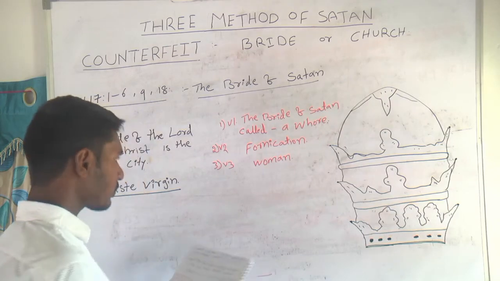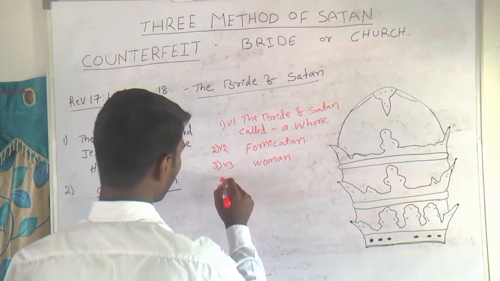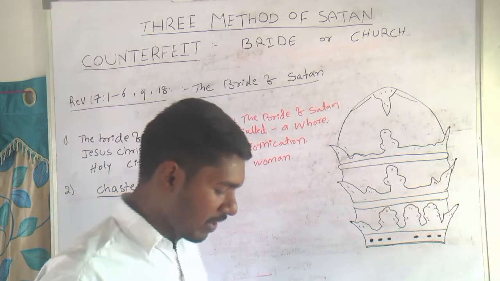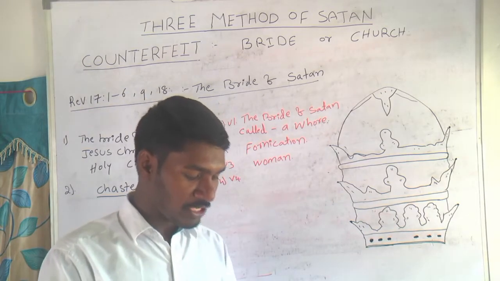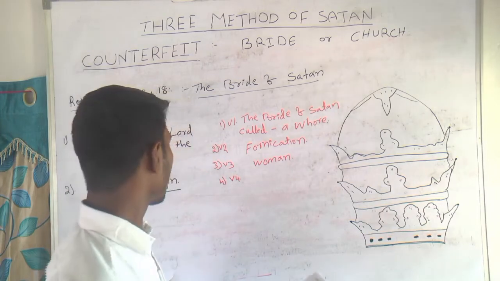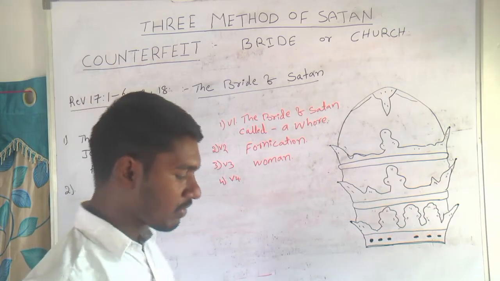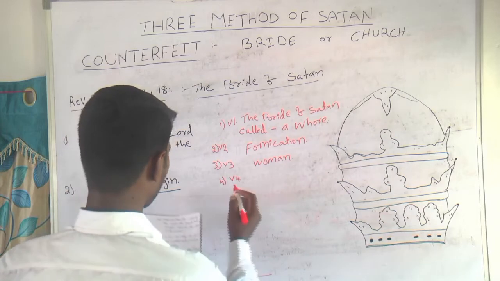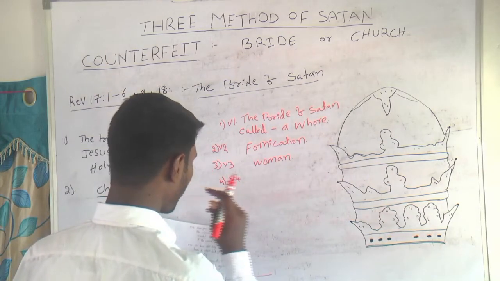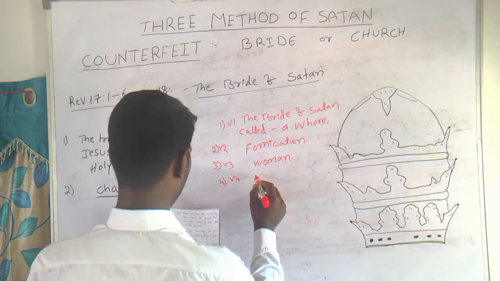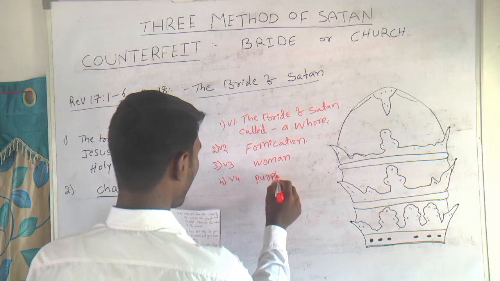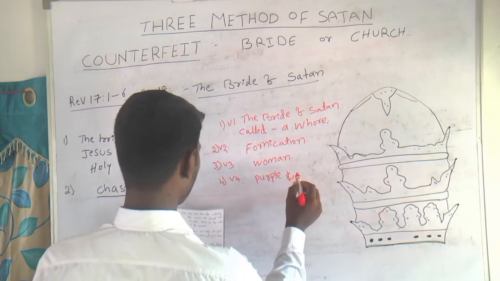And verse 4, when we read verse 4, the woman as the bride of Satan is known for her fornication. She is a woman. So these things are telling, and again in verse 4, here you have the colors of the woman are purple and scarlet. Make sure of these things, purple and scarlet.